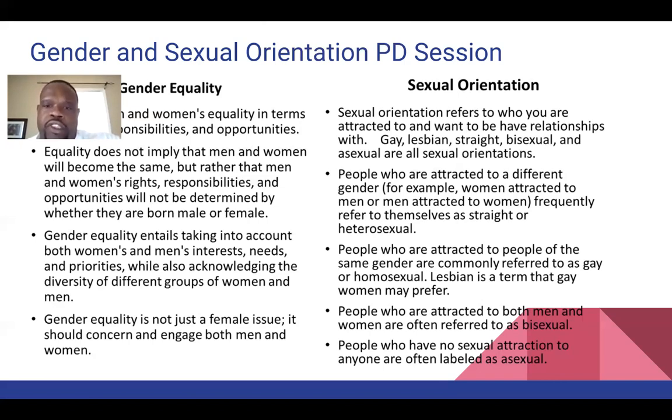People who are attracted to a different gender, for example, men who are attracted to women, are frequently known as heterosexual or straight. People who are attracted to people of the same gender are often referred to as gay or homosexual. Lesbian is a term that gay women may prefer to be used. People who are attracted to both men and women are often referred to as bisexual. People who have no sexual attraction to anyone are often labeled as asexual.